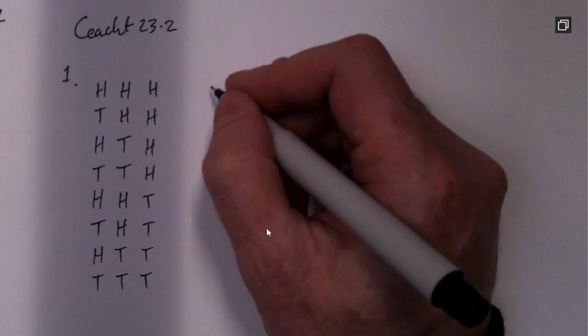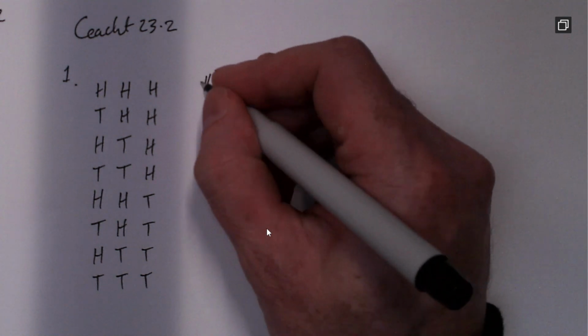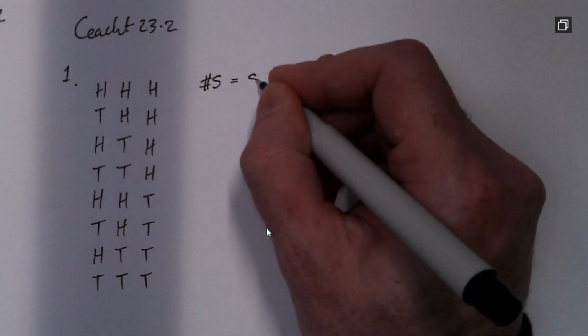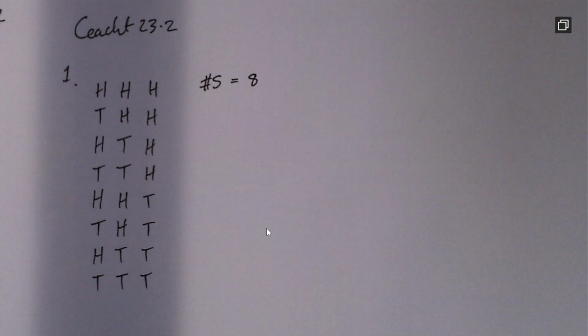So our sample space S contains 8 outcomes. Now, a coin is tossed 3 times. If both heads and tails appear, find the probability that exactly 1 tail appears.